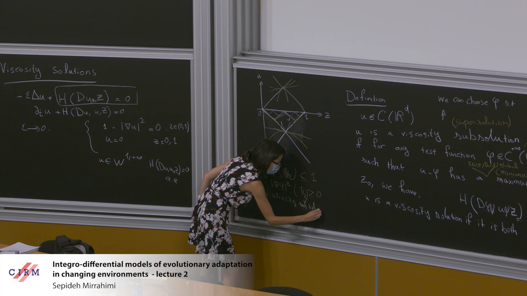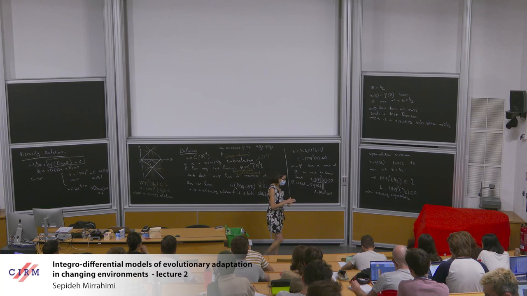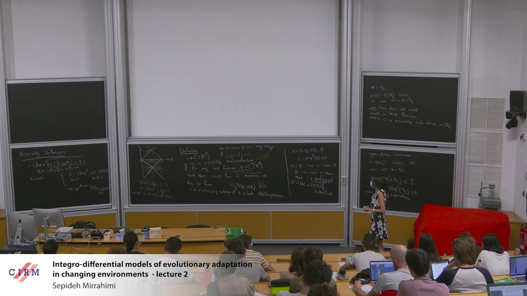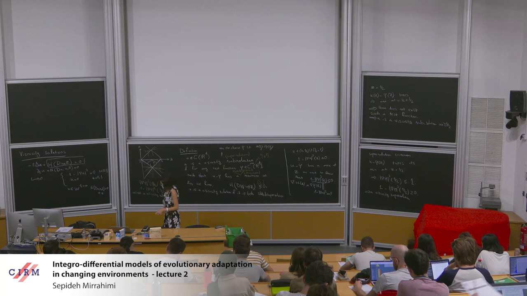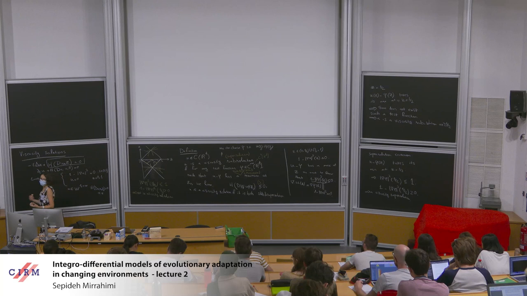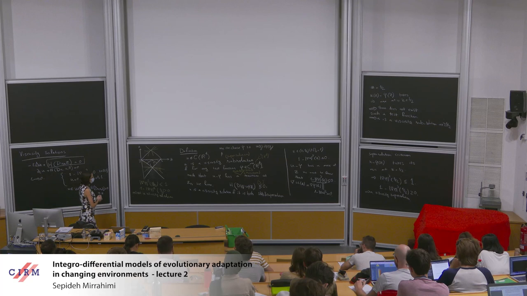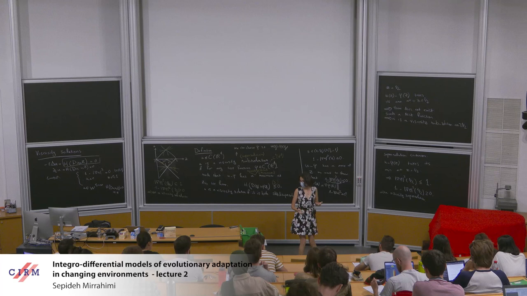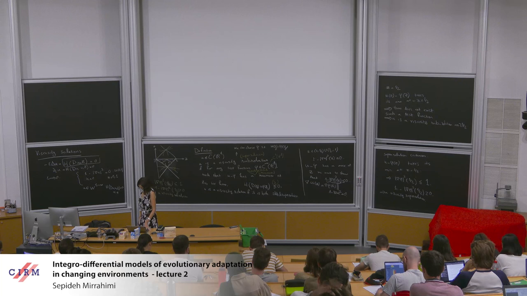Okay, so we see that this definition allows us to choose only one solution between these infinitely many solutions. Generally, it's a notion for which there are many results of well-posedness for different types of Hamilton-Jacobi equations under some reasonable assumptions. And so this is a convenient notion for this type of equations.